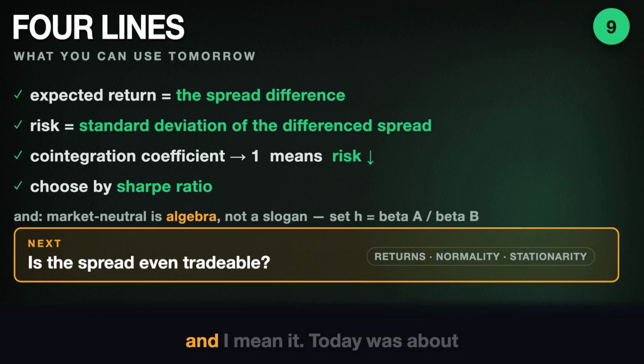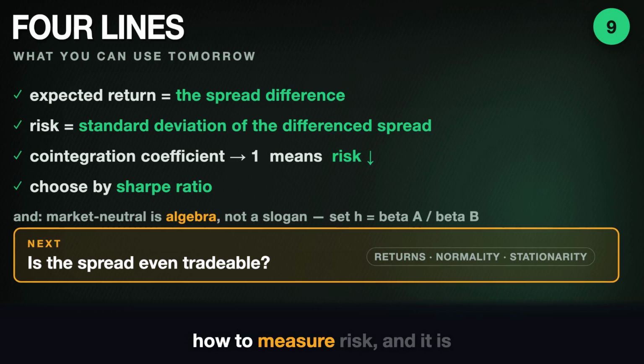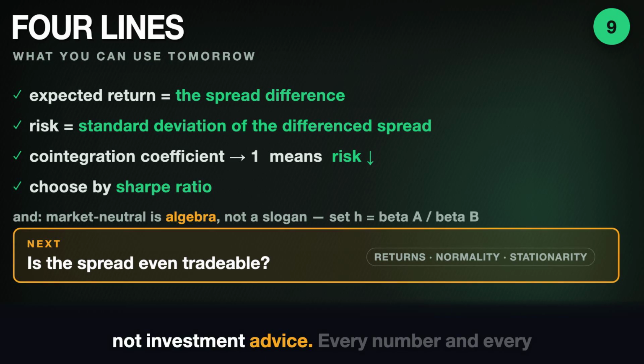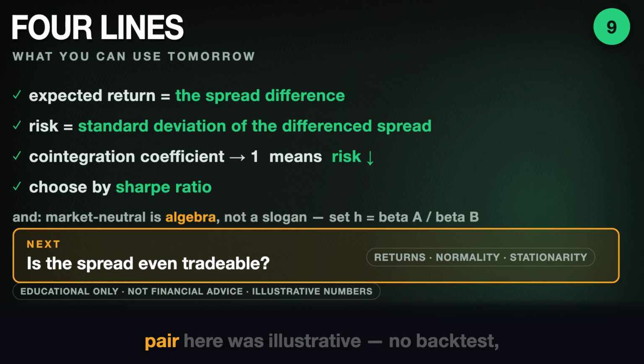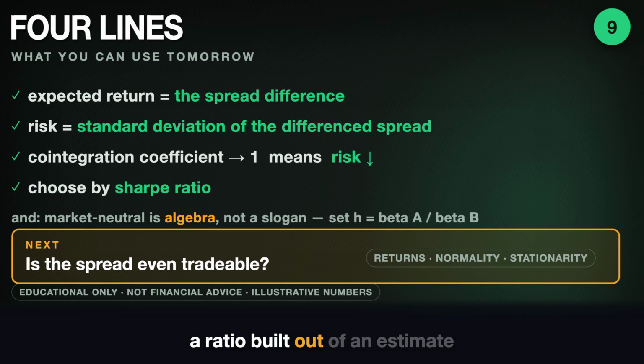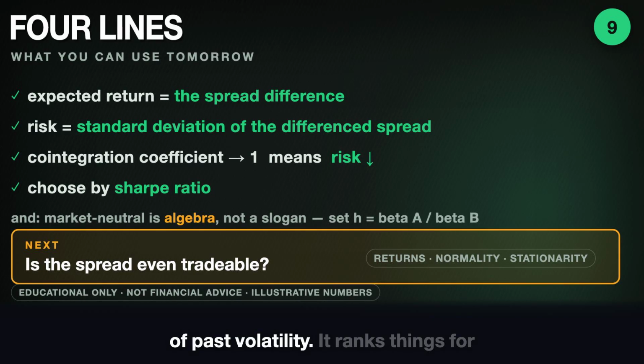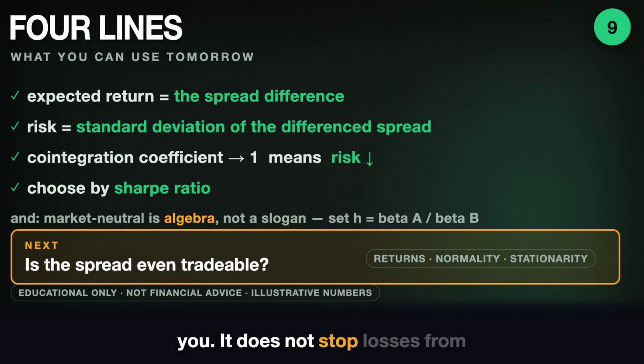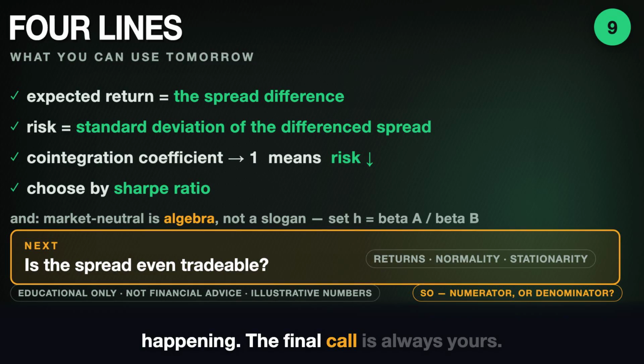One last word, and I mean it. Today was about how to measure risk, and it is not investment advice. Every number and every pair here was illustrative. No backtest, no recommendation. And the Sharpe ratio is a ratio built out of an estimate of past volatility. It ranks things for you. It does not stop losses from happening. The final call is always yours.